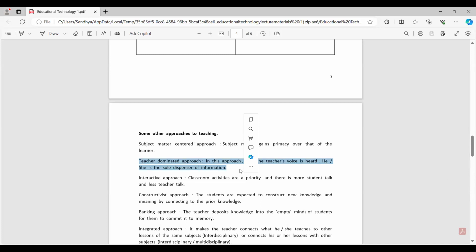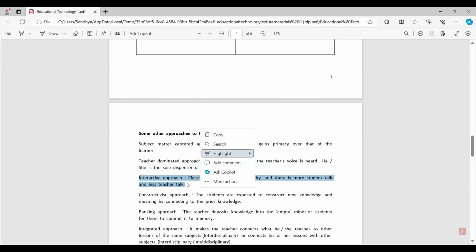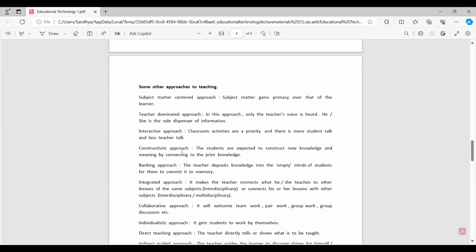So is it teacher-centered or student-centered approach? Teacher-centered. Yeah, highly teacher-centered. Then there's another one. Interactive approach. Classroom activities are a priority and there is more student talk and less teacher talk. Student-centered. Very good. It is more into student-centered approach, right? Very good. Now the next one.